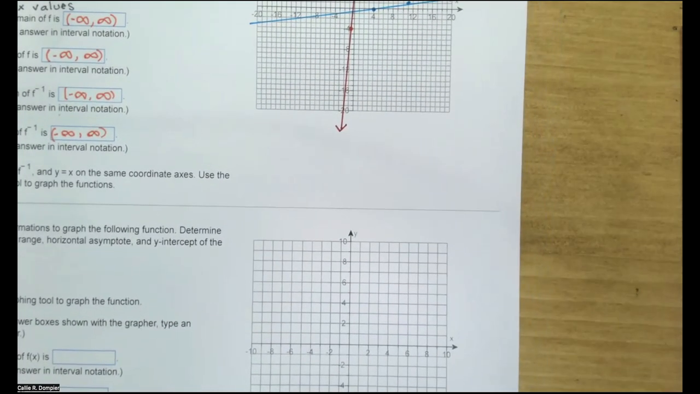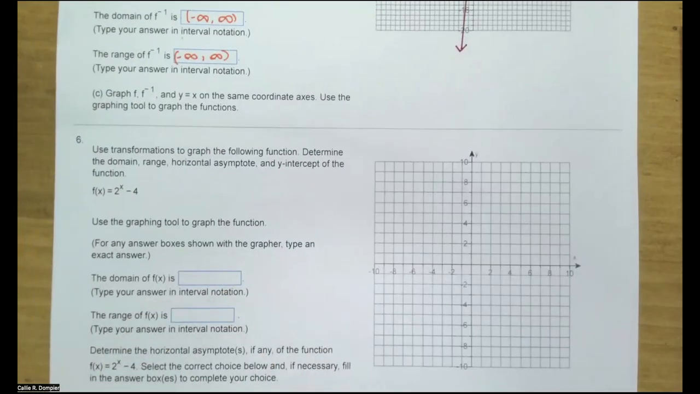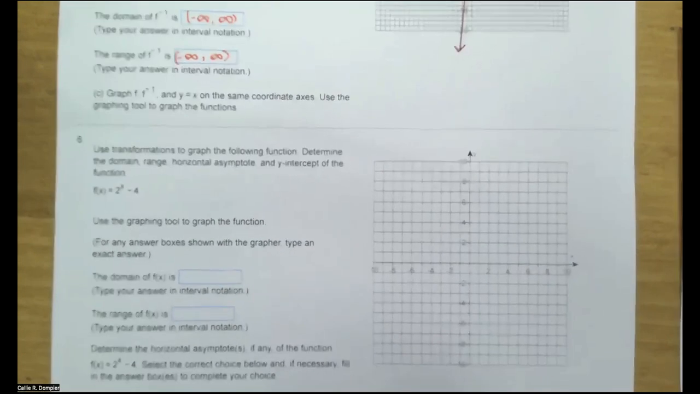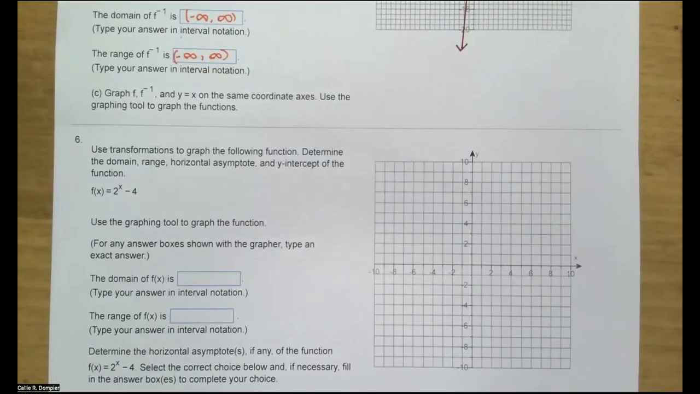All right, number 6 asks us to use transformations to graph the following function and determine the domain, range, horizontal asymptote, and y-intercept of the function. So we have f of x equals 2 to the, oops, sorry, you couldn't see that. F of x equals 2 to the power of x minus 4. Good. All right, so you can just plug in some x values and see what you get for y.